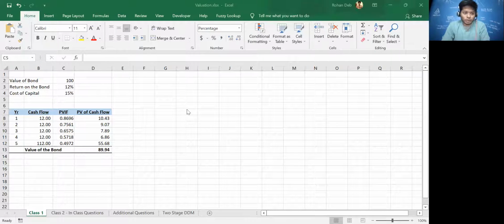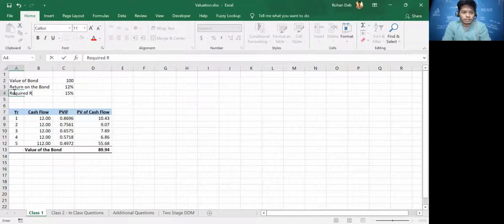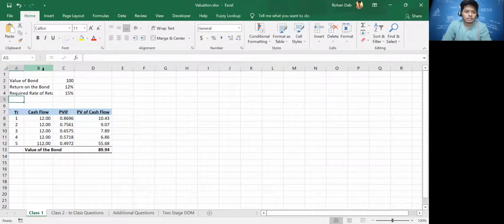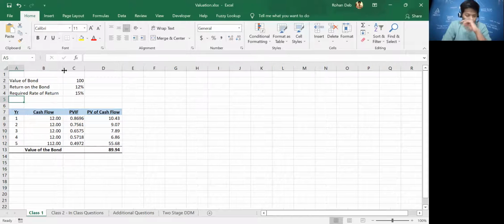So let's say we have a bond of 100 rupees, which has a return of 12% every year, and the cost of capital, or let's say instead of cost of capital, I'll write required rate of return, right? So let's say the required rate of return on that investment for you is 15%. So how do you value that? It's a 100 rupees bond and 12%. So every year you get 12 rupees, and then in the last year you get that 100 rupees back as well. So that gives you 112.